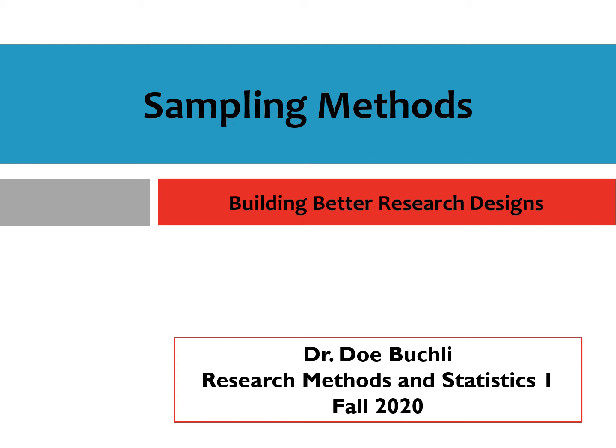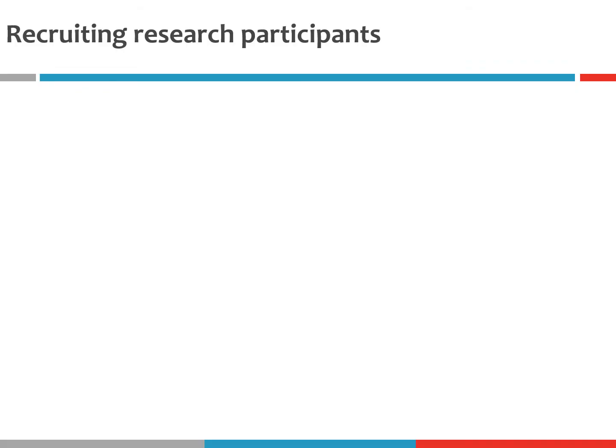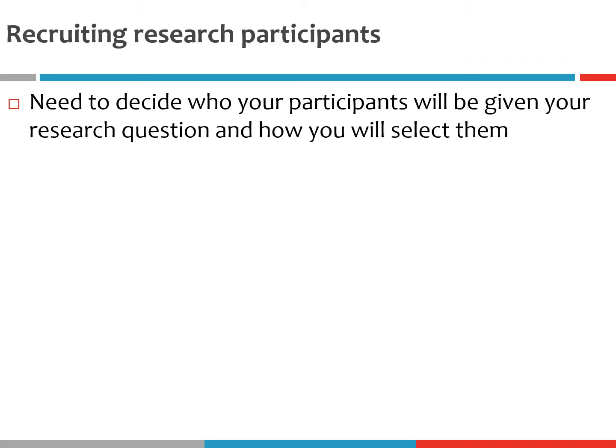So this video is going to be the only video in Module 7, and we are going to discuss different methods of sampling participants for the purposes of research. One of the most important questions that you'll want to answer as a future researcher is you need to decide who your participants will be given your specific research question, and you also need to decide how you will select those participants, right?